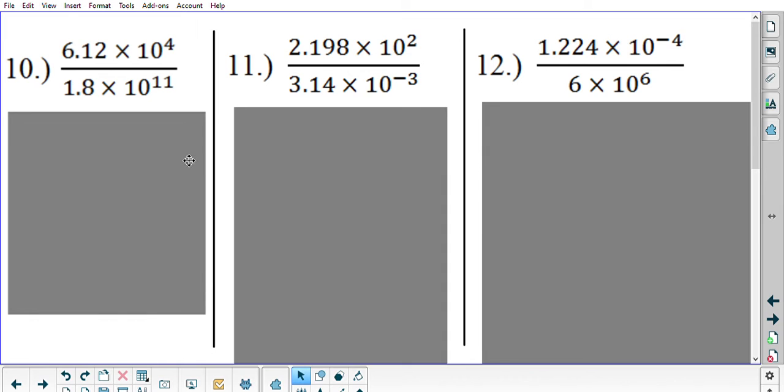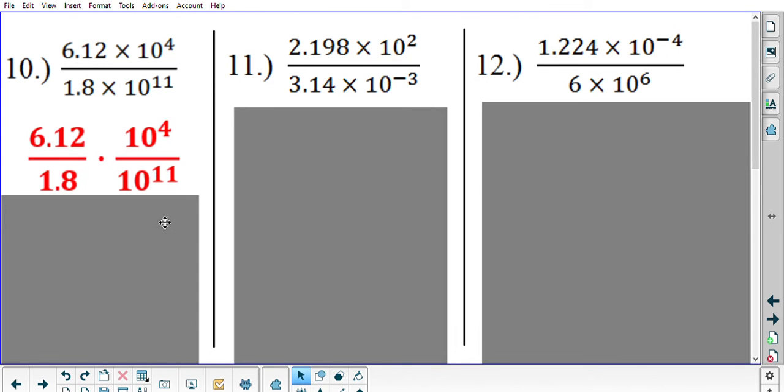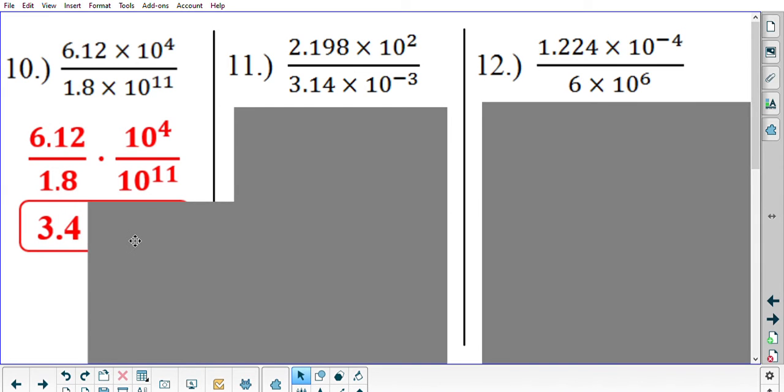Okay, I hope you've already done numbers 10, 11, and 12. If not, you really should hit pause on the video now and try them on your own. So, splitting this up, 6.12 divided by 1.8. Again, I'm okay if you use your calculator for this. That's going to give you 3.4. 10 to the 4th times 10 to the 11th.